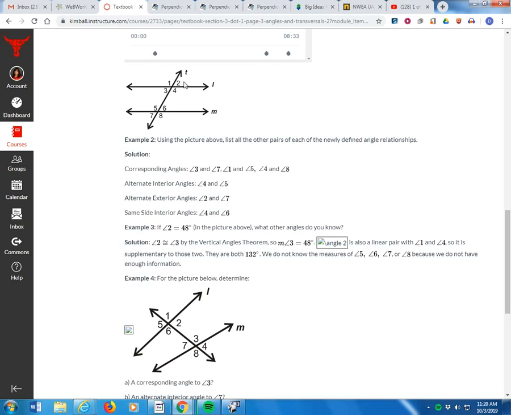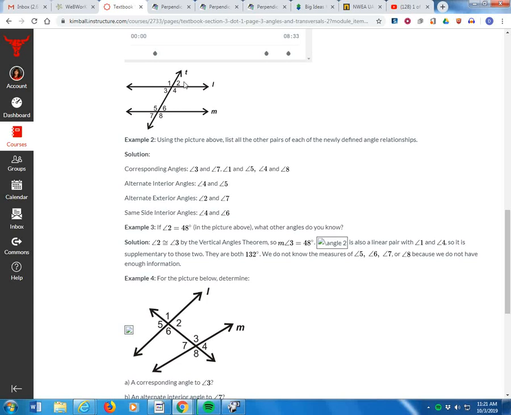Can't do it with the top one. No, we'll get to those. They're not interior. Okay? 2 and 7, do you see how 2 and 7 are outside? They're alternate exterior. So give me another set of alternate exterior angles. 1 and 8.